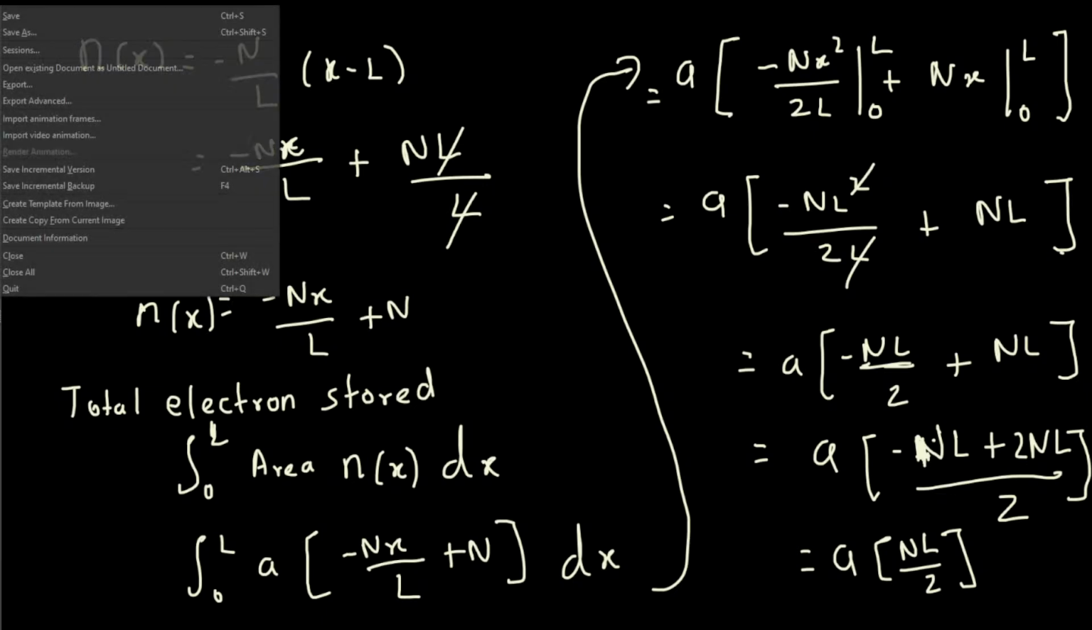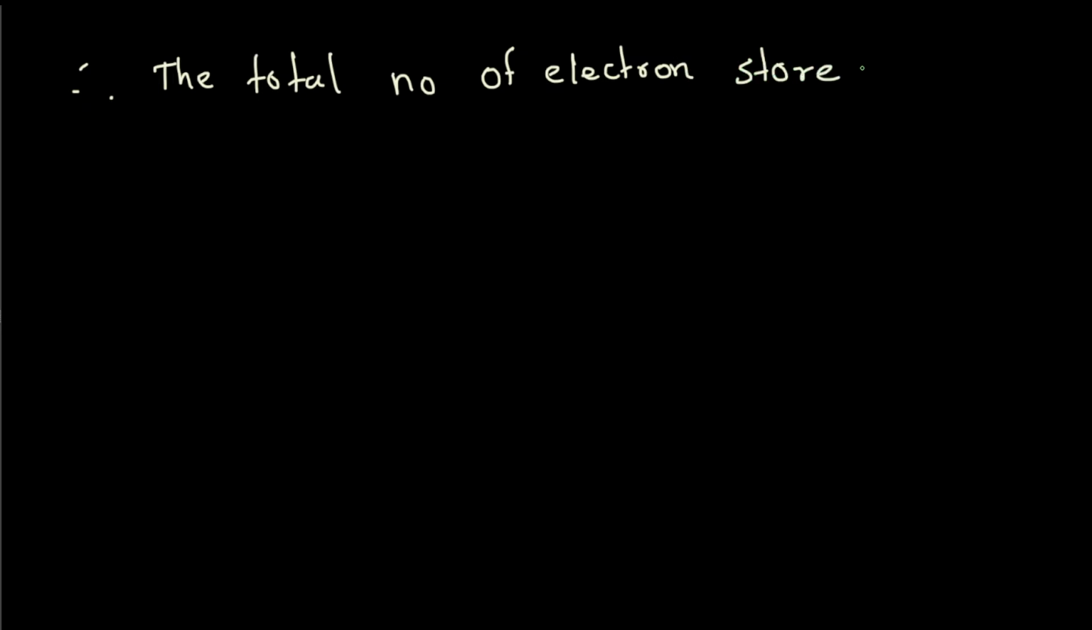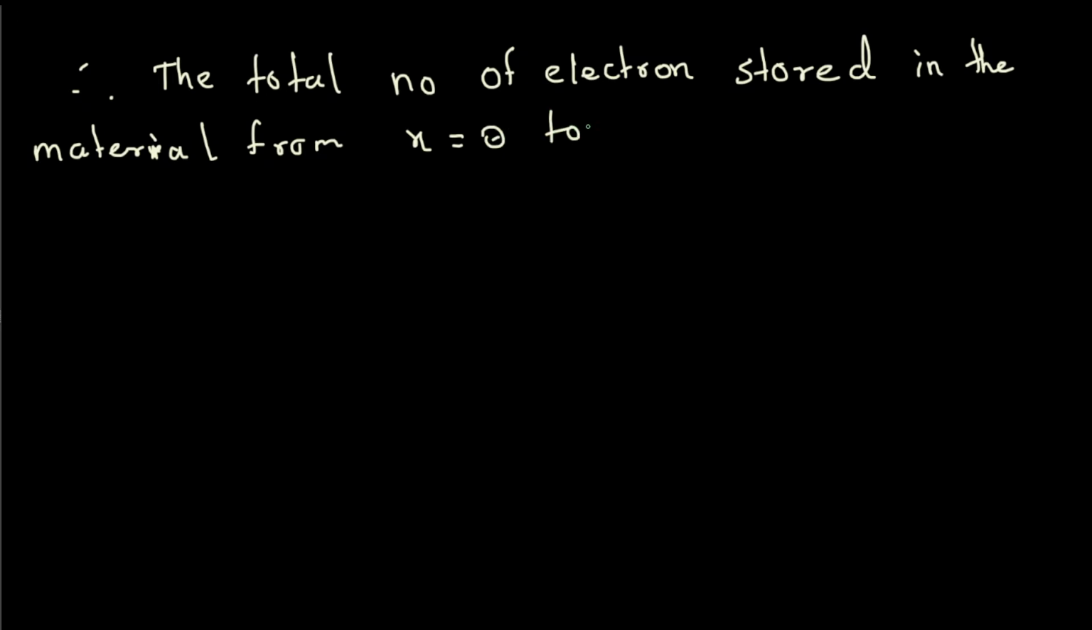So we can finally go and write, therefore, the total number of electrons stored in the material from x equal to 0 to x equal to L is A times nL divided by 2. Okay, and this is our final answer.